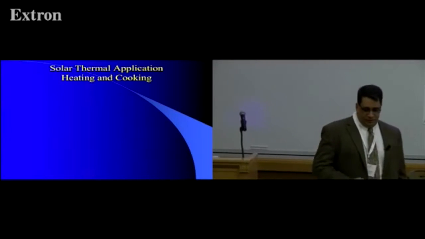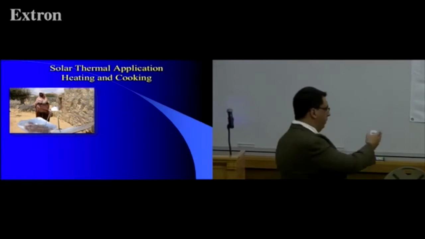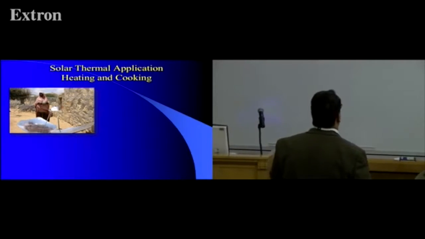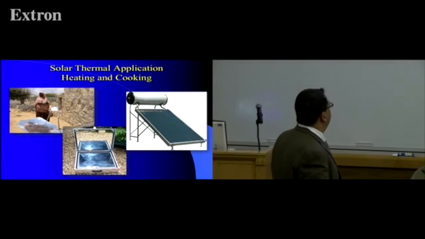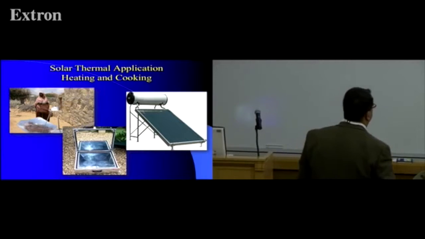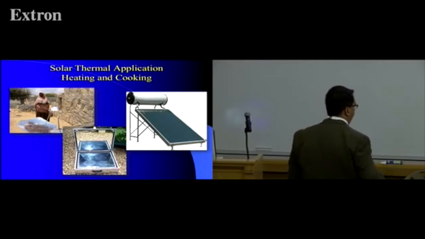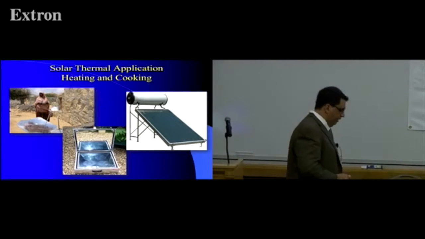What about the solar thermal applications? They're straightforward, like what you see here. You can have solar stoves, you can have solar ovens, and you can have solar thermal systems for heating water that you can use for cooking or for bathing and so on, for whatever application you're going to be using.